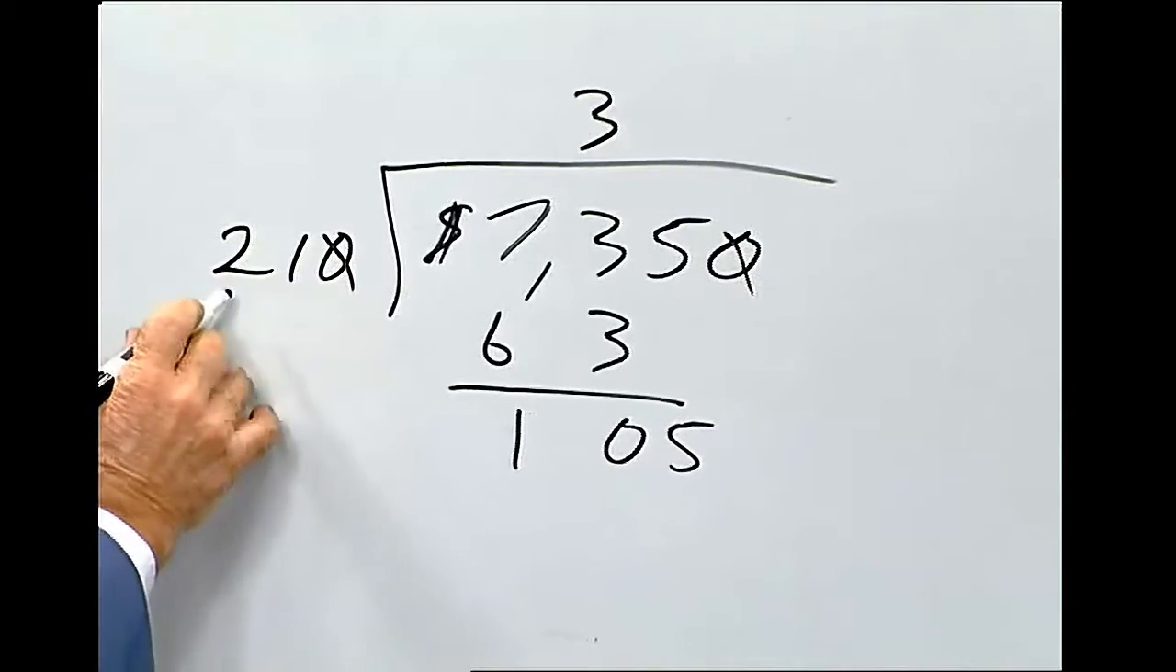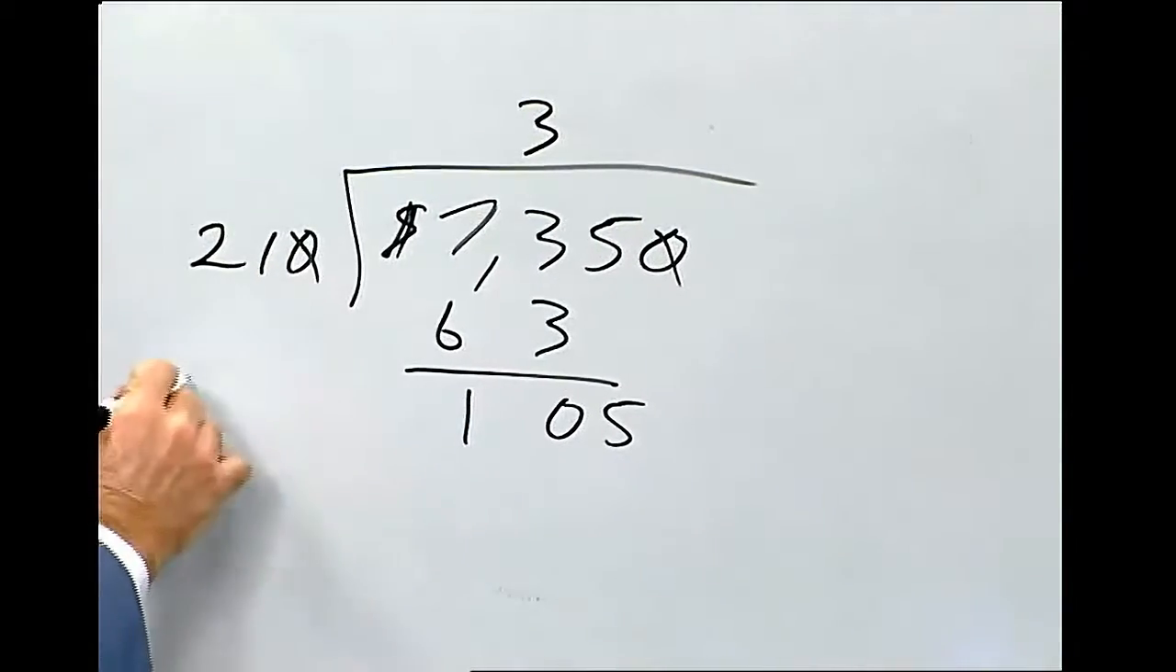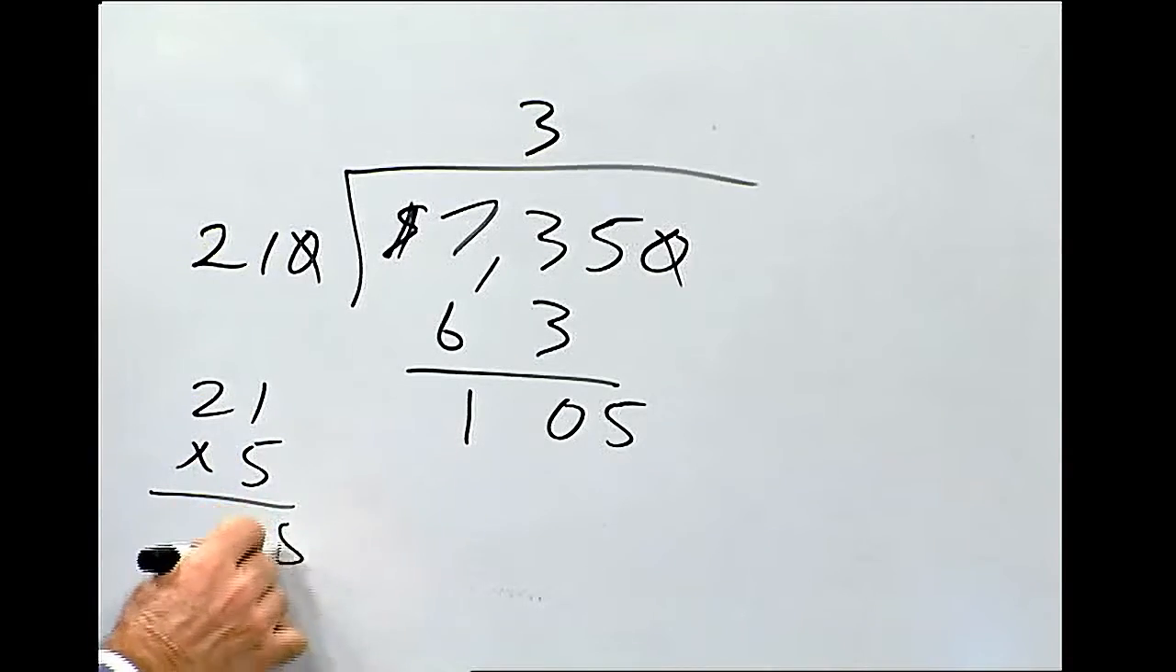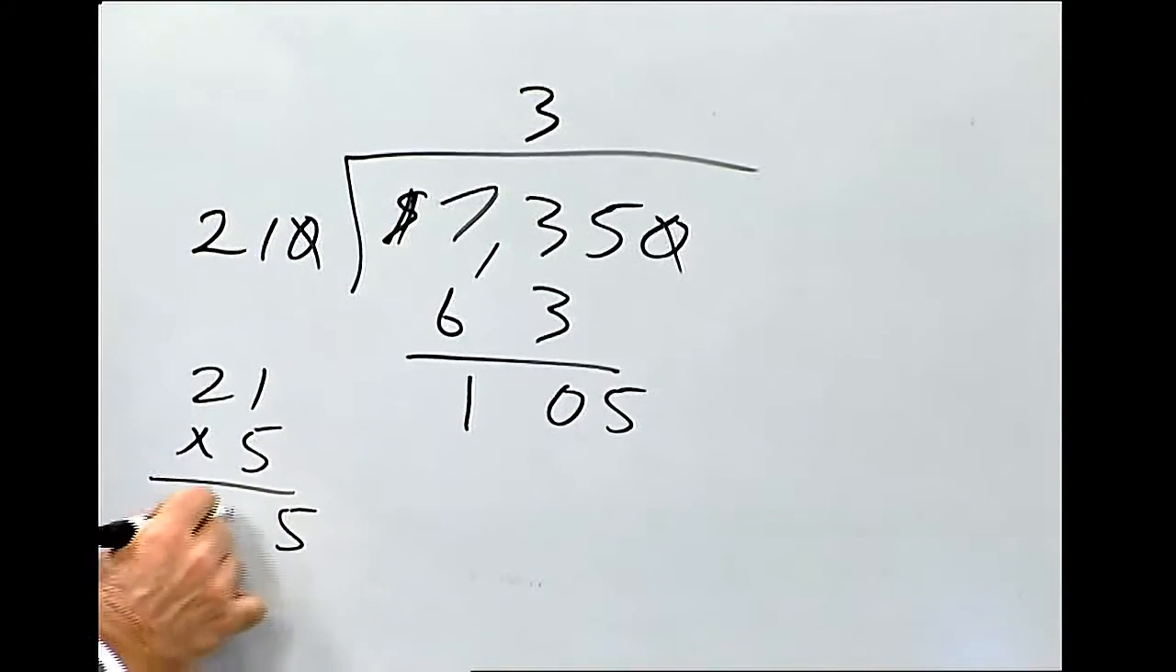How many 21s go into 105? Looks like 5 times. 5 times 1 is 5. 5 times 2 is 10.